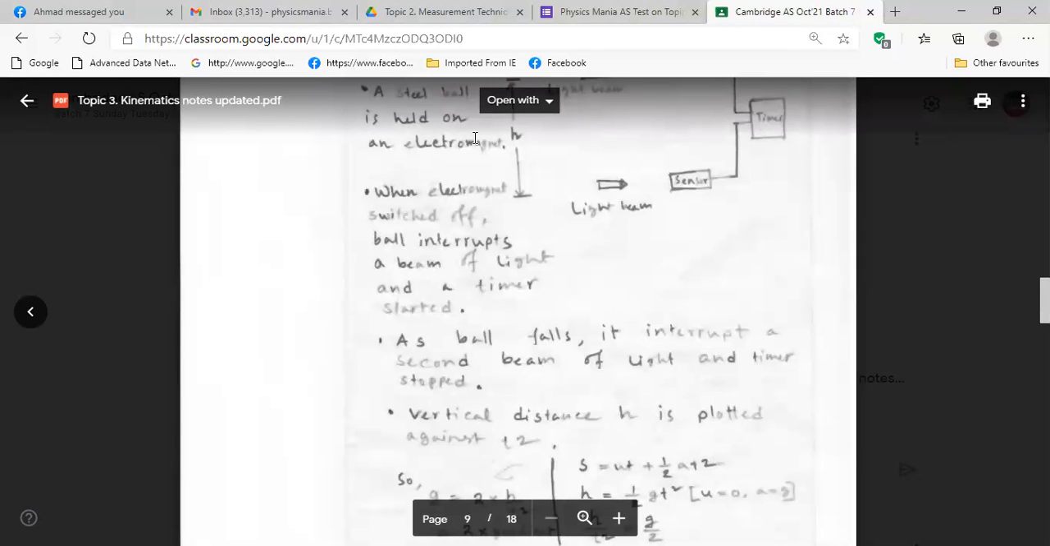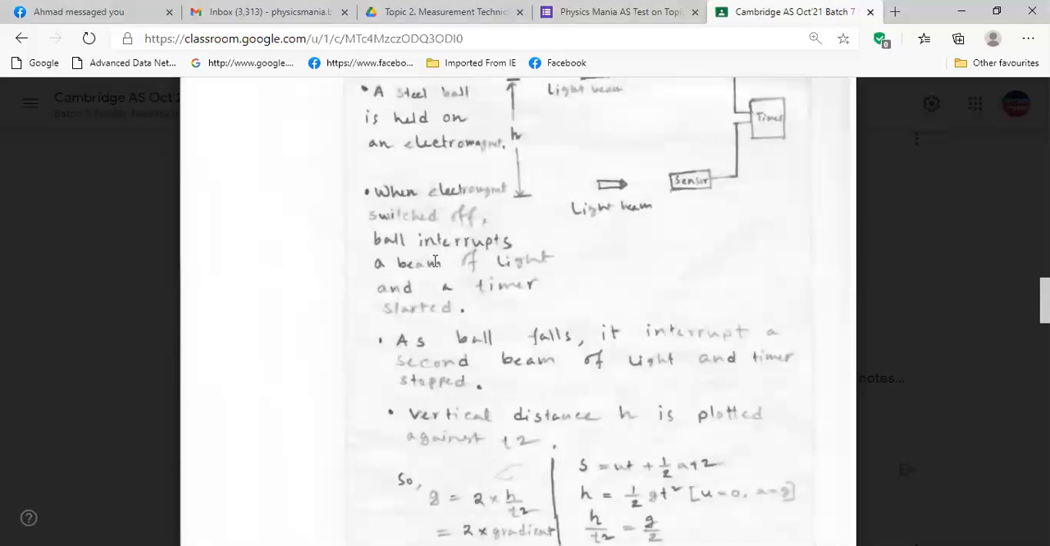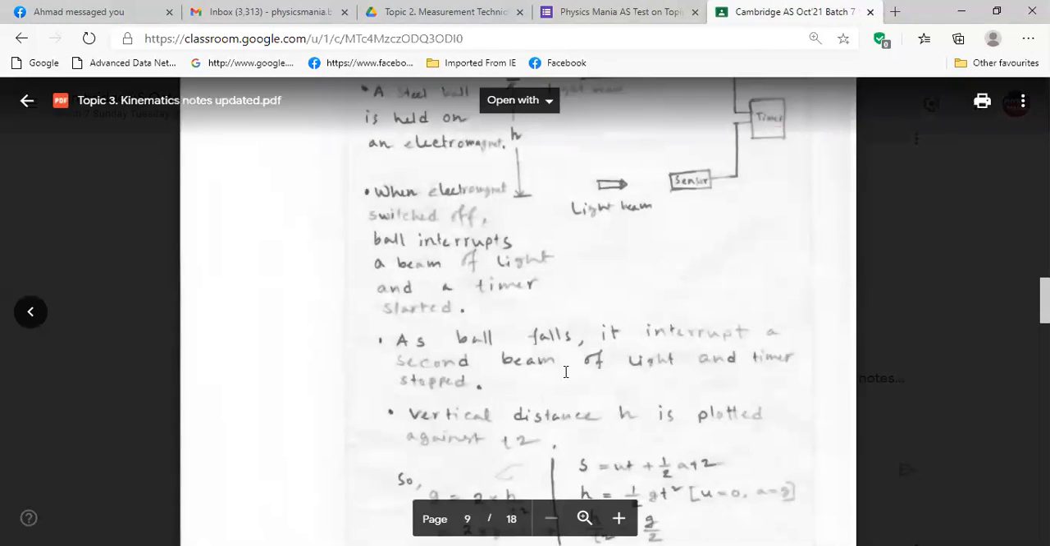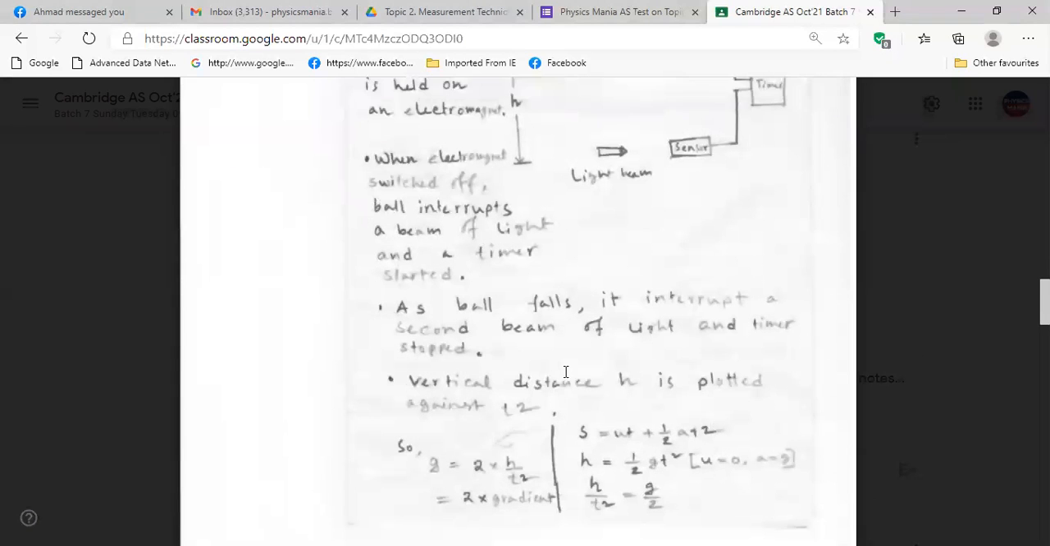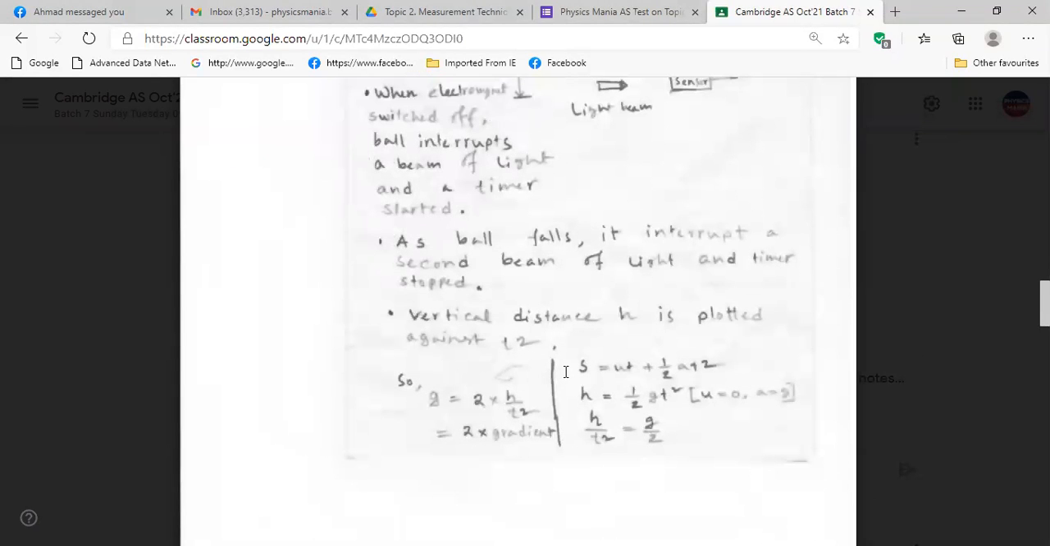A steel ball is held on an electromagnet. When the electromagnet is switched off, the ball interrupts a beam of light and a timer is started. As the ball falls, it interrupts a second beam of light and the timer is stopped. Vertical distance h is plotted against t square. So the equation of motion is used here. Application of the equation of motion here.